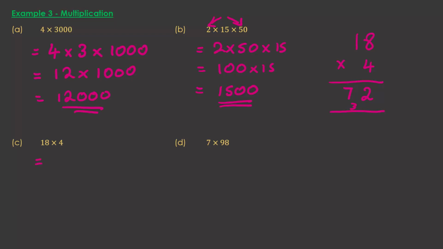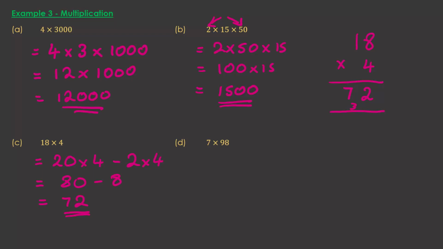Another way of doing that might be doing something like 20 times 4. But then I've got too many 4s. So let's just take away 2 times 4. And that's going to be the same as 18 times 4. I've got 20 lots of 4, and I'm taking away 2 lots of 4. So that's going to be 80 take away 8, which is 72. These are the sorts of strategies that you can use when doing it in your head.